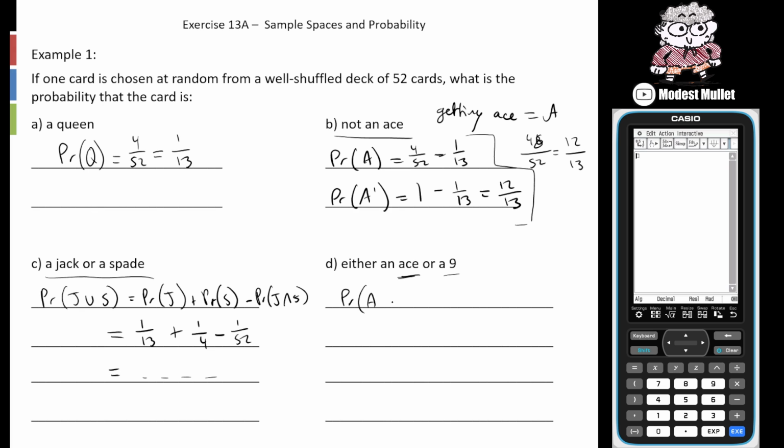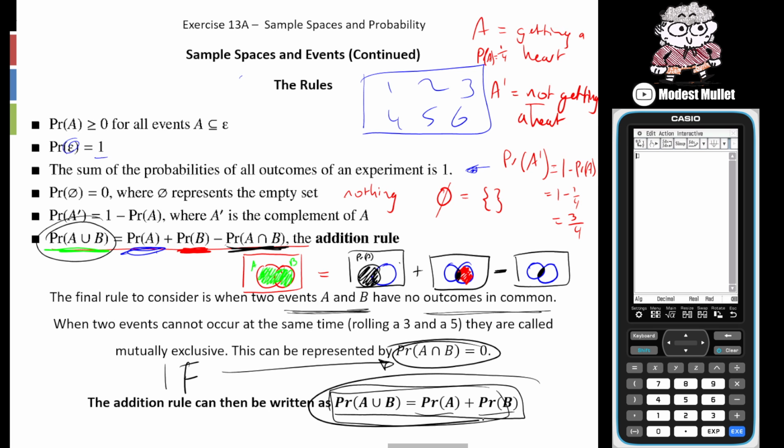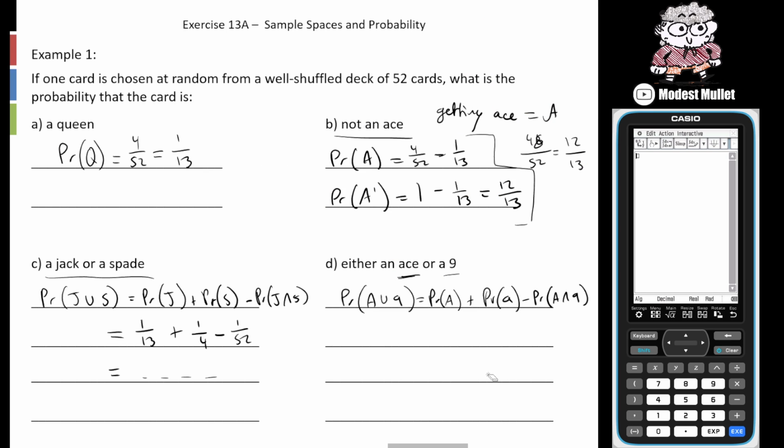The probability of an ace or 9, so or is a union, is equal to the probability of an ace plus the probability of a 9, take away the intersection of them, ace intersect 9, and this is where we're coming back to this simplified rule. Is there a card that is a 9 and an ace at once? And we would realize that this here, ace intersect 9, is an empty set. There's nothing in it, so we can actually just make that go away.